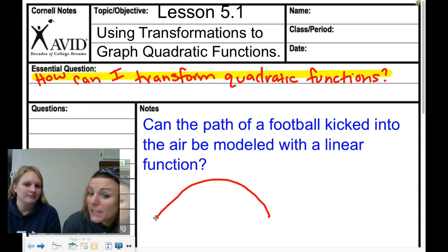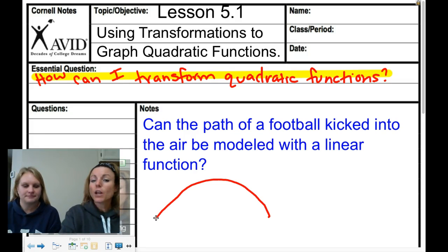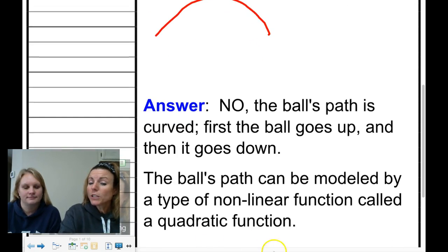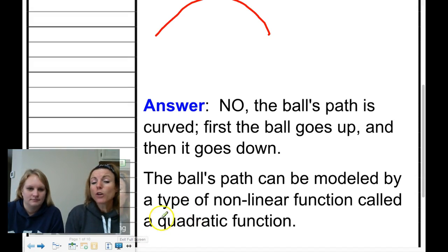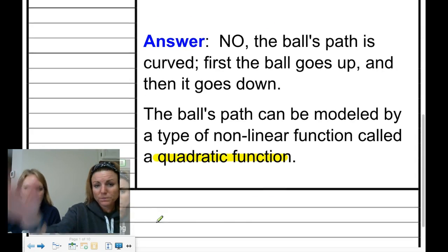Exactly. When it says linear, students may ask, what does that mean? That means a straight line. So let's look at the answer. No, the ball's path is curved. First the ball goes up and then it goes down. So notice what we're going to start using today: the ball's path can be modeled by a quadratic function, which is non-linear. That's what we're talking about in this chapter.